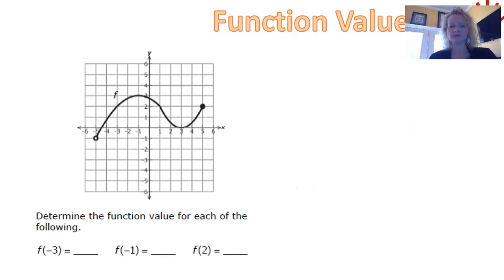This next one, determine the function value for each of the following. F of -3. Remember that's what the x is. The x is -3. So it's asking what is the y value. So when x is -3, go up and find your y value, which is +2. F of -1. Go to your x, -1, go up, find your y. It's 3. F of 2. Go to your x value 2, go up and find your y value. And we're going to approximate this as 0.5.